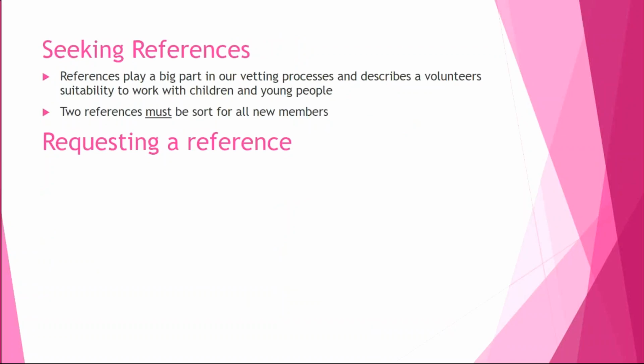Okay, so we're looking at seeking references now, which is the next stage of the membership procedure. Once a volunteer's application for membership has been submitted, you will need to contact their referee to provide references in support of the application. References are an important part of our vetting procedures because unlike criminal record checks, they describe a volunteer's suitability to work with children, whereas a disclosure only tells us if they have a conviction, warning or caution. 2 references must be sought for all your new members and should be part of your membership procedure.